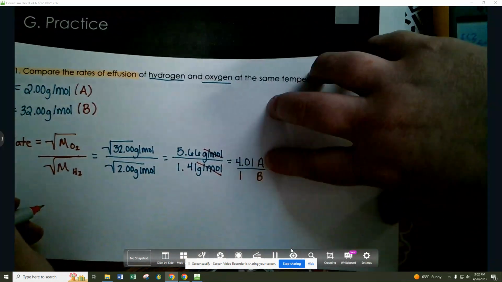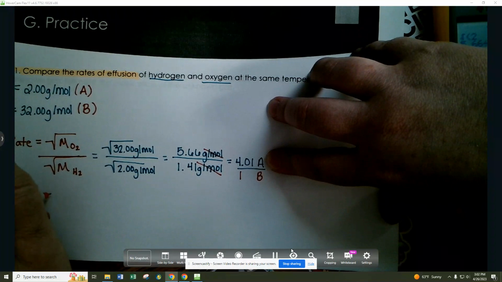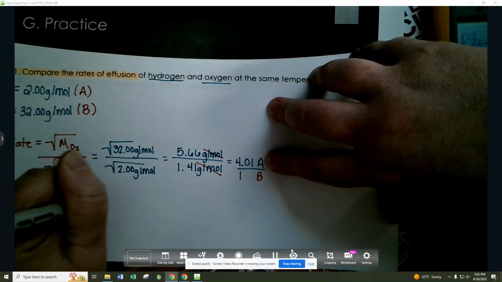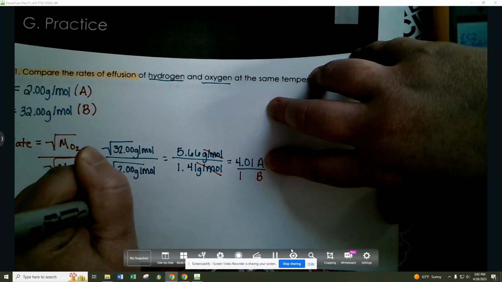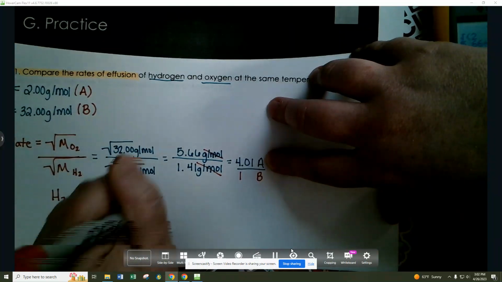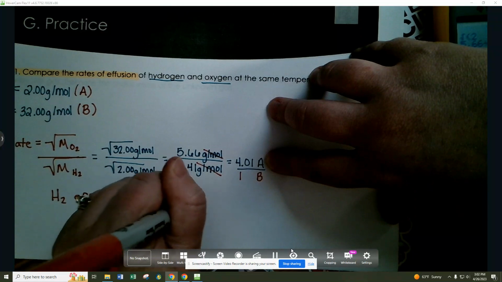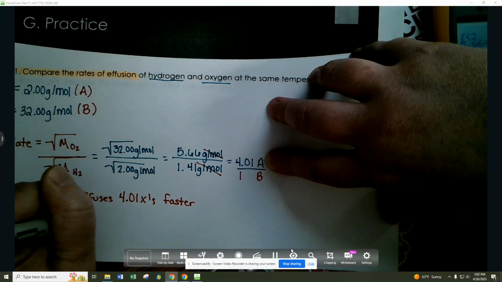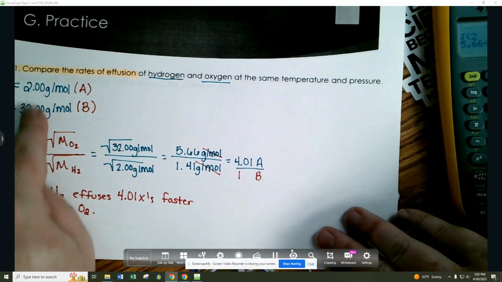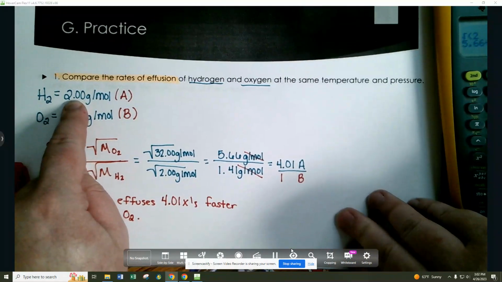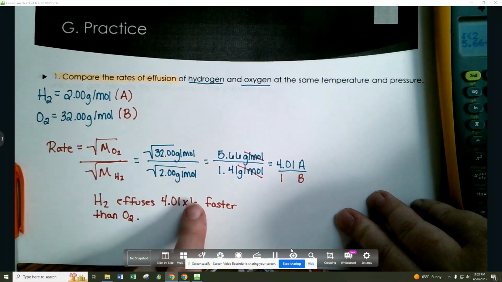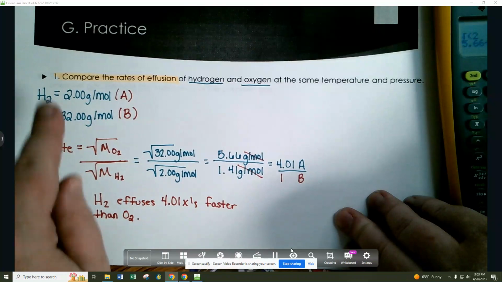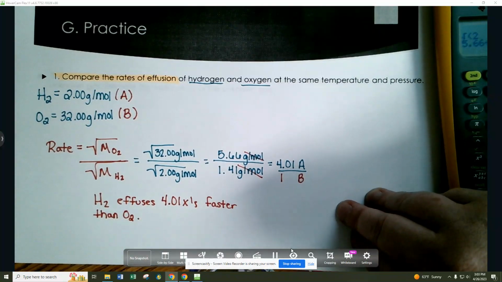So for our answer here, we actually write out a short statement that hydrogen effuses basically 4.01 times faster than oxygen. And it's all because hydrogen is a much lighter gas, therefore it is going to move much faster, specifically 4.01 times faster than oxygen because of their relative molar masses. Okay?